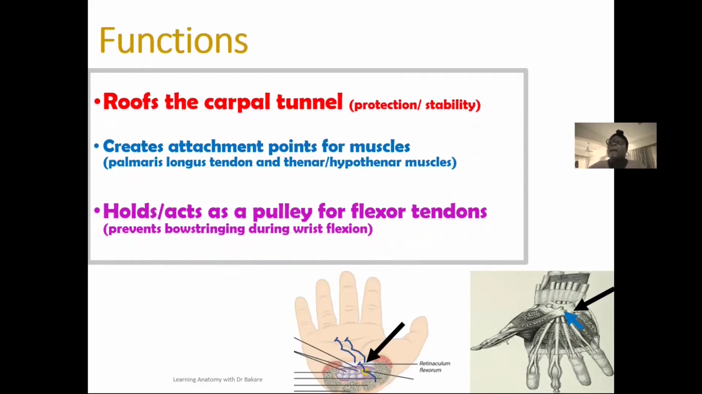Don't forget that the muscles in the anterior compartment of the forearm, we already highlighted that they are flexor muscles, and they are meant to exert flexion on the wrist. During this process, their tendons are also bound together by the flexor retinaculum, and this helps to prevent them from scattering or moving apart during flexion of the wrist.